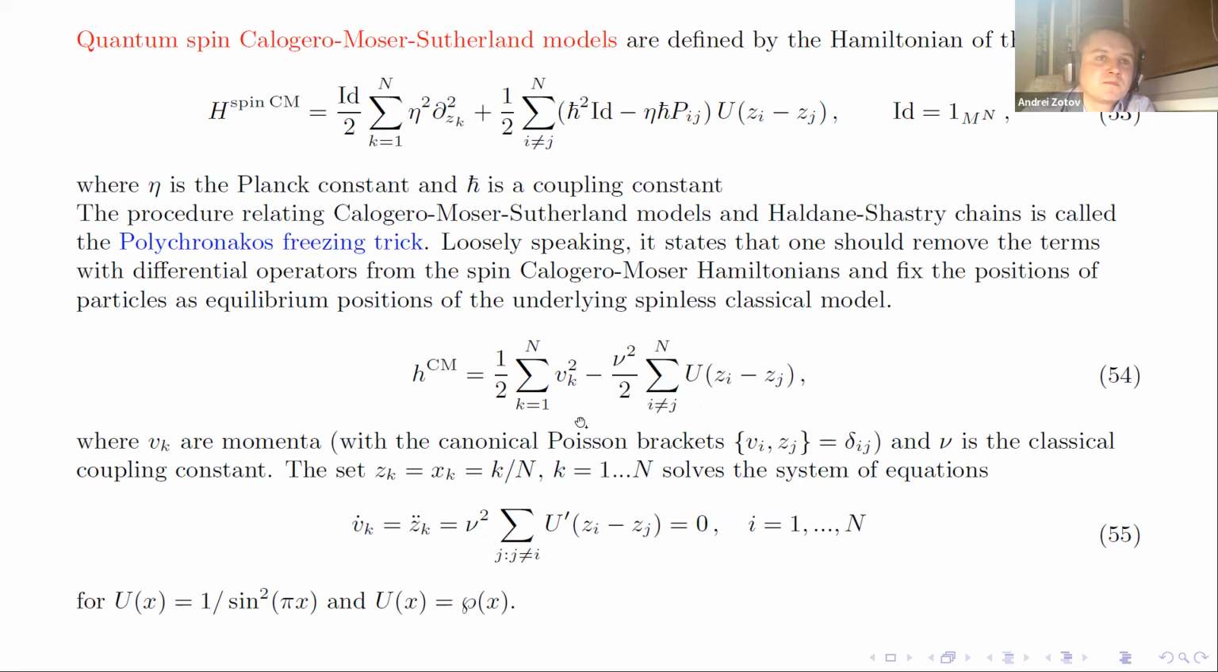And suppose we find equilibrium positions in this classical model. These equidistant points are indeed equilibrium positions in trigonometric and elliptic Calogero-Moser models. If we substitute these fixed positions, the corresponding equilibrium positions, here and remove the differential part, then we obtain the Hamiltonian of Haldane-Shastry type. Of course, this recipe is just a recipe, and it should be proved that it indeed works. It should be proved, for example, that if the spin Calogero-Moser Hamiltonians commute, then so do the long-range spin chain Hamiltonians. And this can be done, and this is what is called the polynomial Freeman trick.